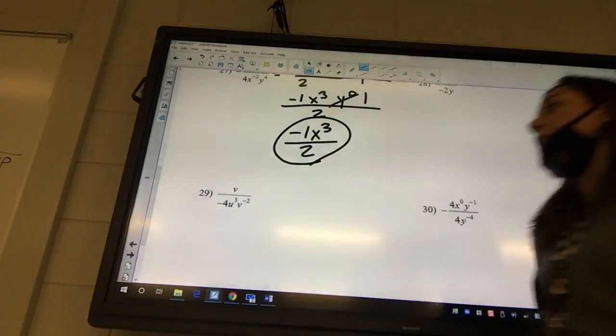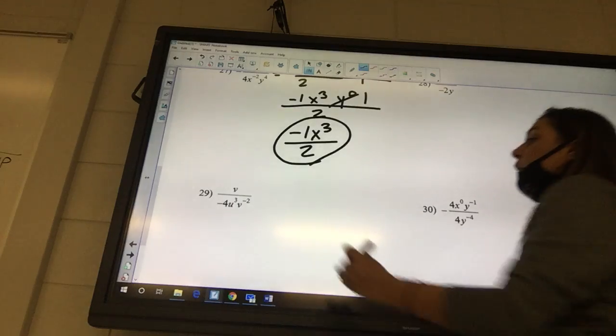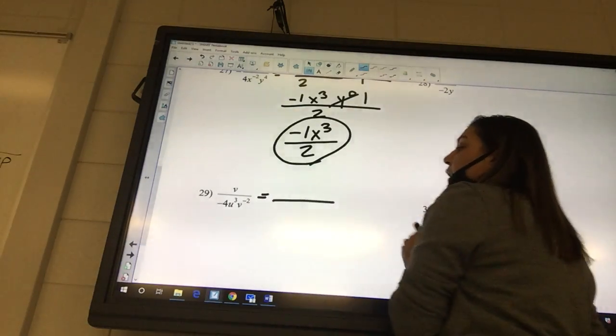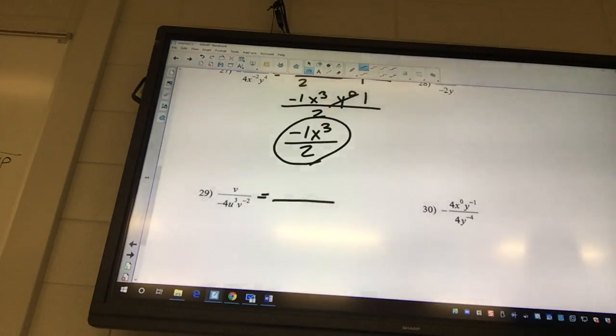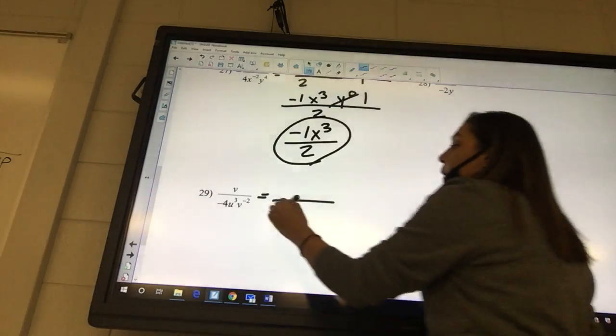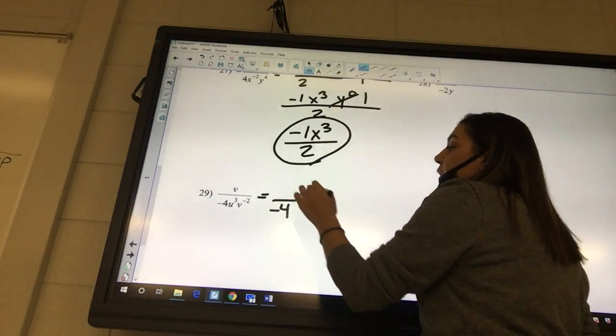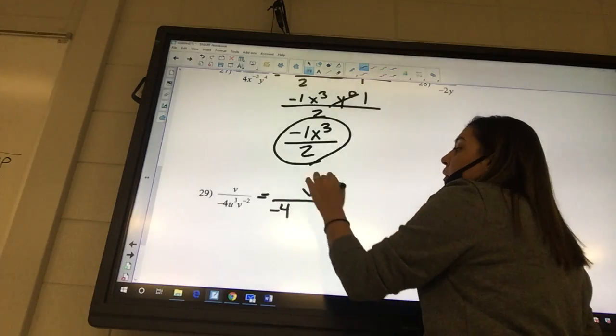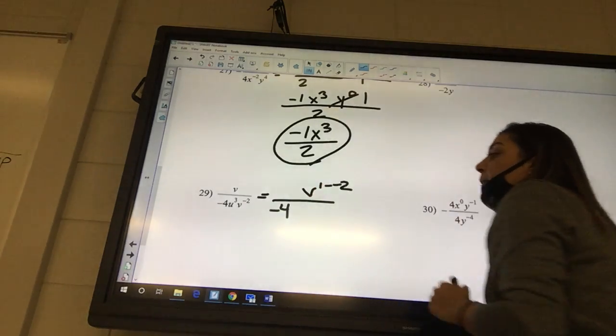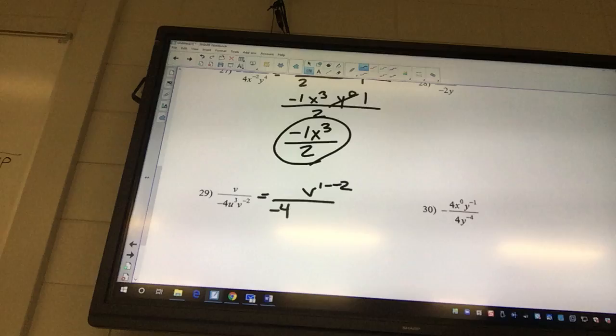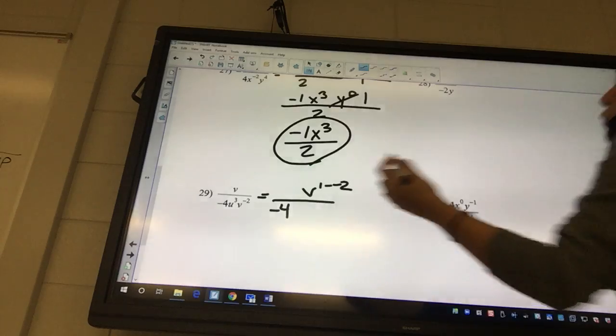Okay, look at 29. It's the last one. What can you fill in? The negative 4 on the bottom. Okay, you're going to have v to the 1 minus 2. Okay. Is there anything to subtract for the u? No. So we should put the u up there. You're just going to leave the u alone. Okay, so leave the u where it's at.